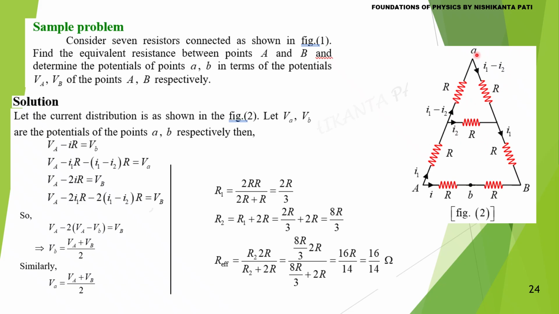These R are in series. The effective resistance is 2R. These two are in parallel with R. The effective resistance is R1. This R1 is in series with R and R, so the effective resistance R2 is R1 plus 2R. This R2 is parallel with 2R. So the effective resistance is 16 by 14 ohm.